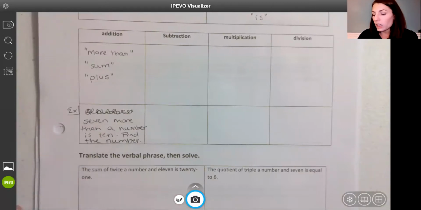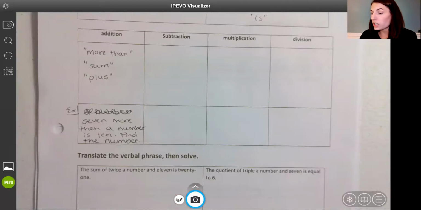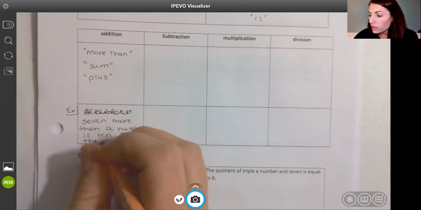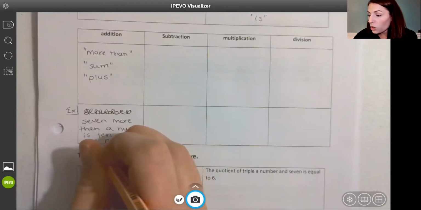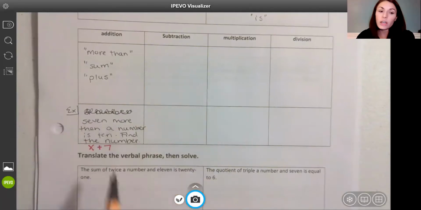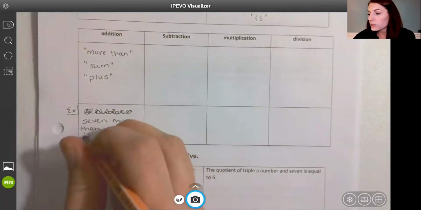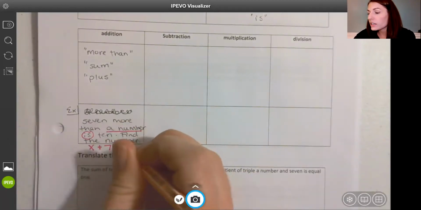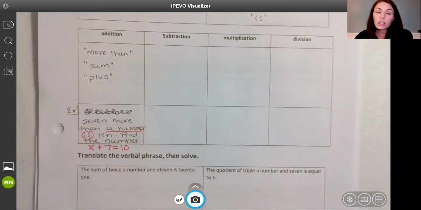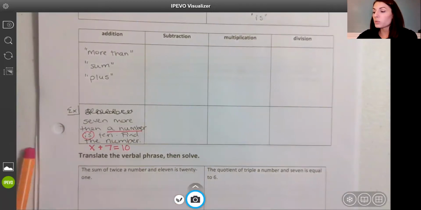To translate that to an equation, we would have 7 more than a number. So you kind of write it in backwards. So I have 7 more than a number, that a number is the variable piece, is 10. Find the number, and so then we'd be able to subtract 7 from both sides and we'd have x equals 3. Okay, so just an example of addition in these word problems.